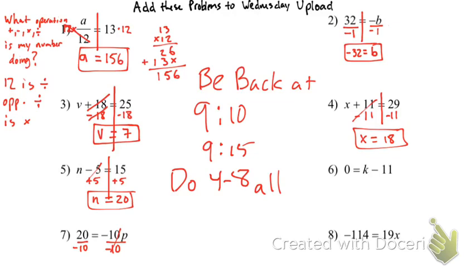Number 6. My variable's on the right side, get rid of everything but the k on the right side. So I want to get rid of the 11. What's the 11 doing? It's subtracting. The opposite of subtraction is addition. What you do to one side, do to the other. This cancels. We have 11 equal to k.